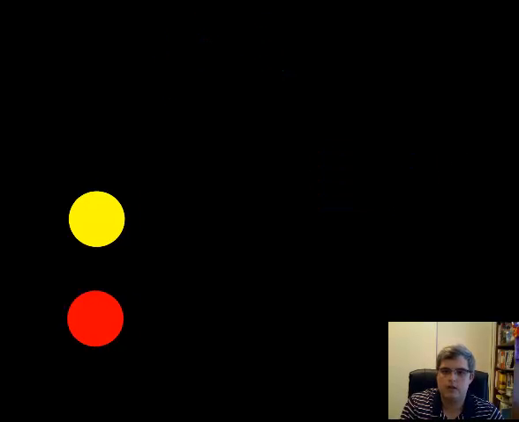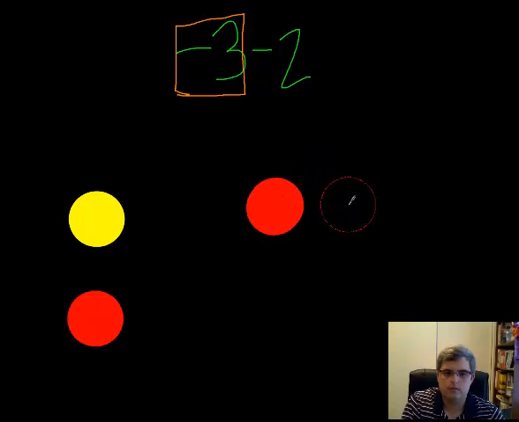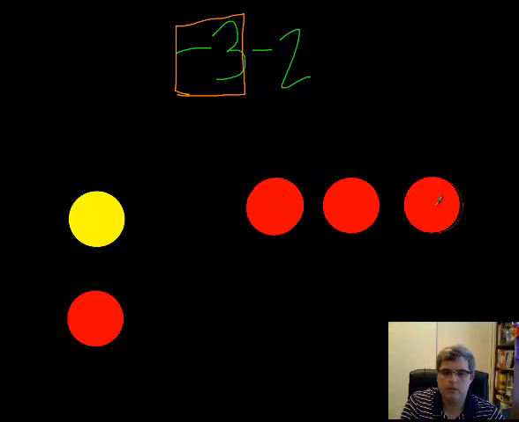Let's try another one. Next problem for us to try. Negative 3 minus 2. First things first, box the number and the signs in front. Negative 3. So what do we need? Exactly right. We need 3 negative counters. 1, 2, and 3.